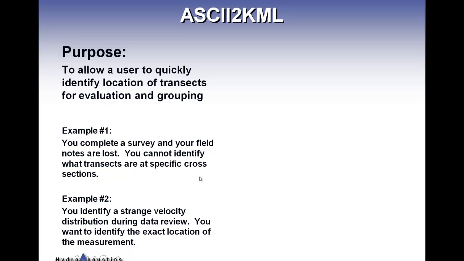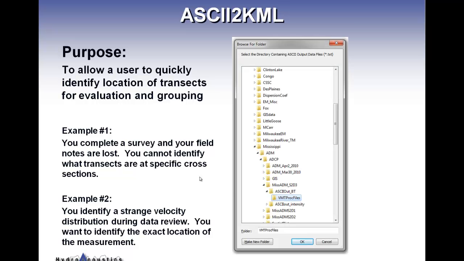Or you're given data by a cooperator or a colleague and you need to review that data. You see some anomalies in the data and you want to identify the exact location of the measurement, be able to look at the measurement reach through aerial photography and so on. So with this ASCII2KML utility, you can quickly identify your location and determine where your transects were located.